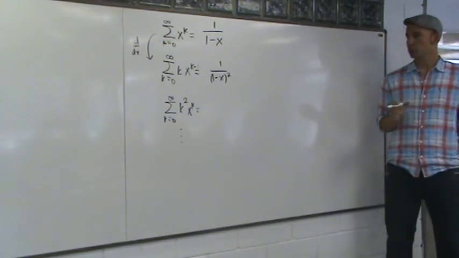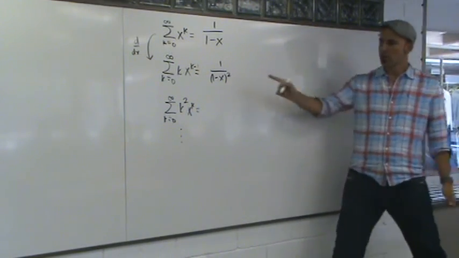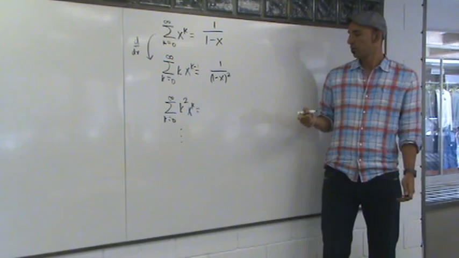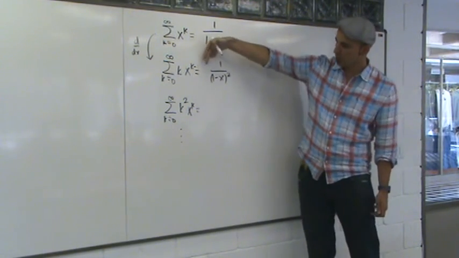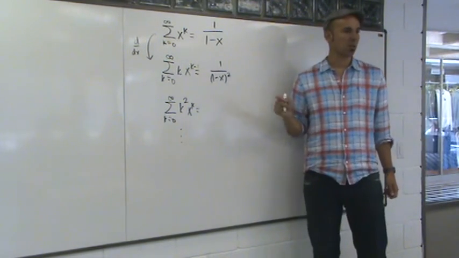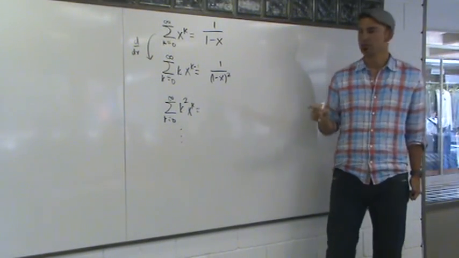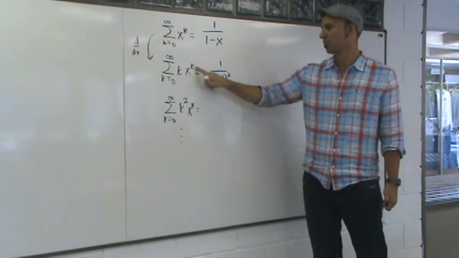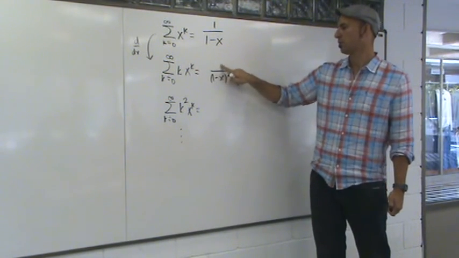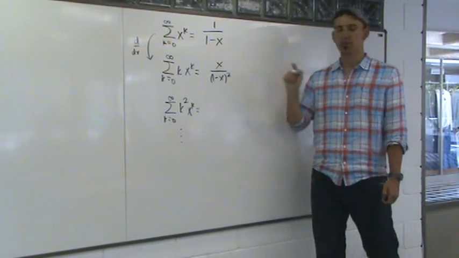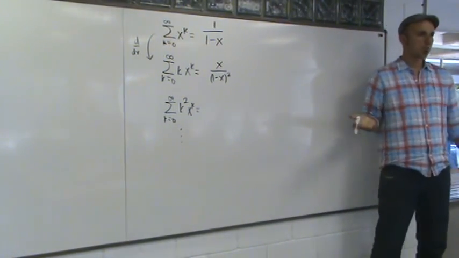Okay, well that's not what I wanted. I wanted k x to the k, but right now I have k x to the k minus 1. So in order to get k x to the k, I will just multiply this by x. And if I multiply by x, I get x over this. And I can keep using this trick.